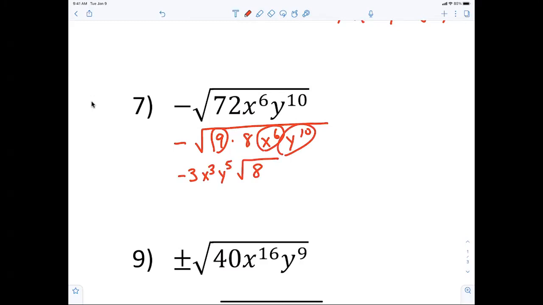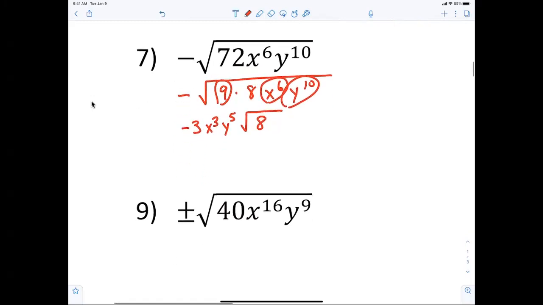However, you should look at 8 and go, wow, I think that has a perfect square in it. What perfect square is in 8? 4. So now you're just going to write -3x cubed y to the 5th, 4 times 2. Again, what's the square root of 4? You're multiplying, right? So when you multiply, there's a -3 already out there. So what do you do with the 2 and the -3? Multiply. So the answer is -6 x cubed y to the 5th radical 2.